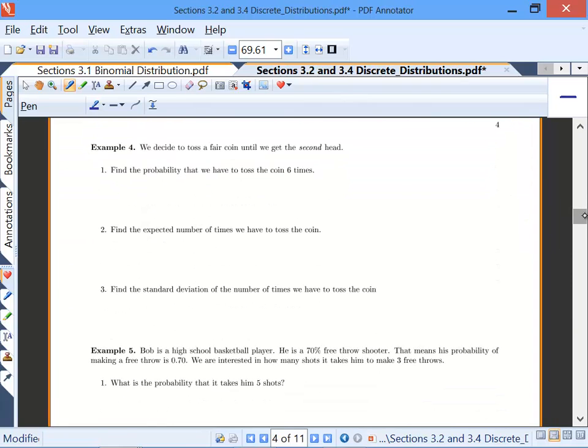So again, we decide to toss a fair coin until we get the second head. So we have r equals 2, and then we still need to know the probability of getting a head. The probability of getting a head is 0.5. Notice for the negative binomial, I have two parameters that I have to keep track of.